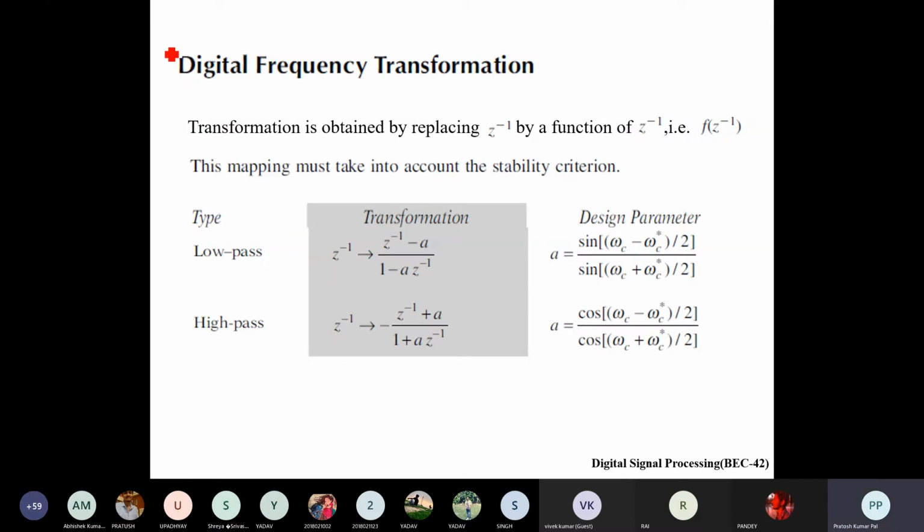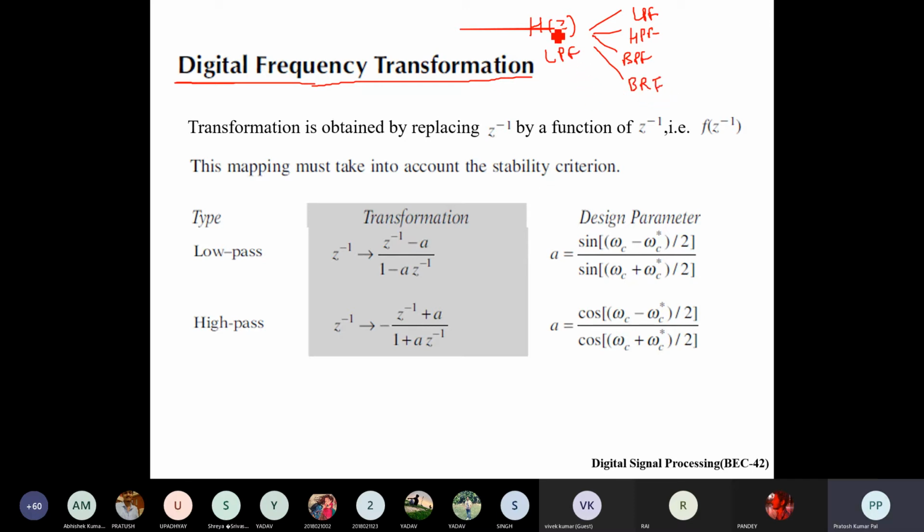Up to now, it was the conversion or transformation of analog frequencies. Now we will be converting one digital filter to another digital filter. Suppose we already have a digital filter with transfer function H(z). This is for a low pass filter, and now we are going to convert this low pass filter either into another low pass filter with a different cutoff frequency, or into a high pass filter, band pass filter, or band reject filter.